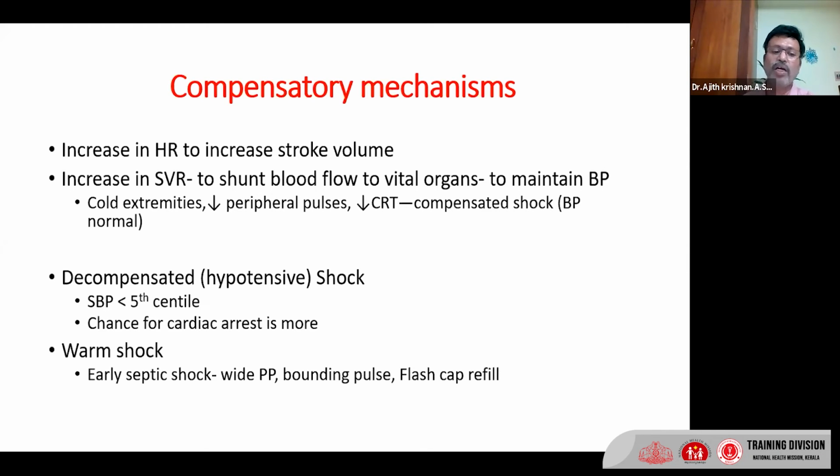There is a warm shock also. That is warm shock in early septic shock. You can get a wide pulse pressure, where the difference between the systolic and diastolic BP is more, and you will get a bounding pulse and sometimes flash capillary refill. The capillary refill is not prolonged, but you will get an instantaneous flash capillary refill. So that is also a sign that in the early phase of septic shock you can get a warm shock, and later on, at any time, the child can deteriorate to hypotensive shock.